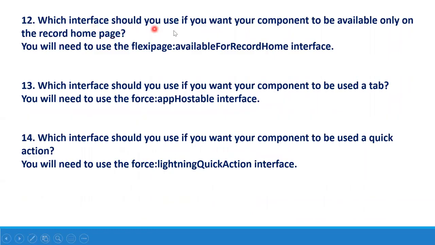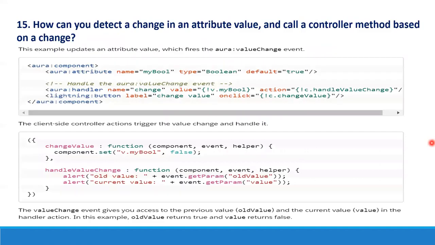Which interface should we use if we want the component to be available for the record home page? Just now we discussed it: availableForRecordHome. Like a tab, which interface do we use? force:appHostable. For quick actions, lightning:quickAction.